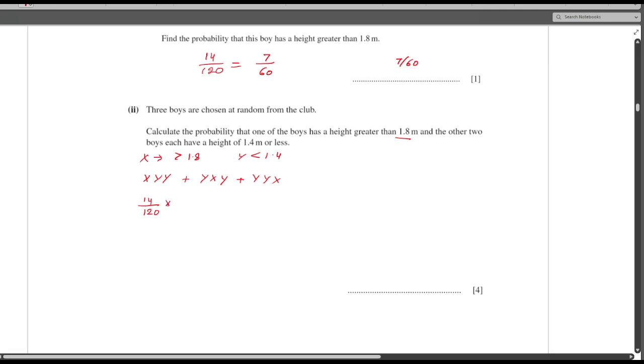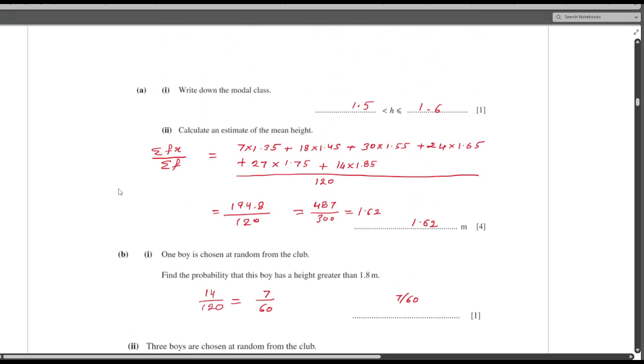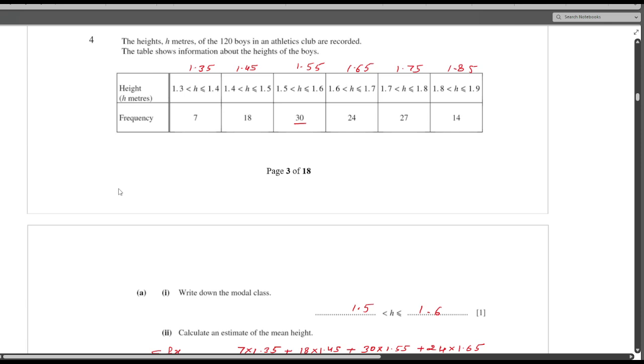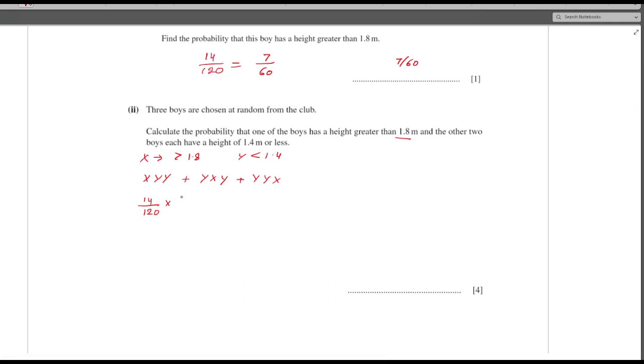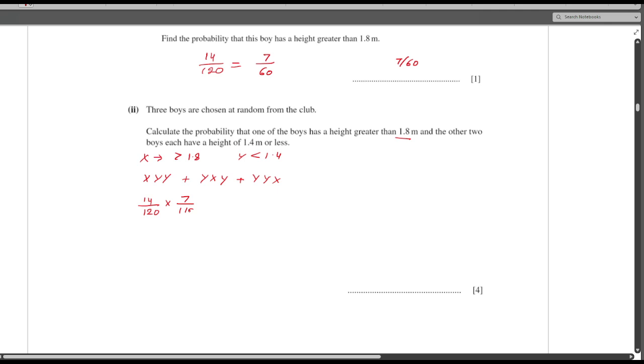Now once I choose one student, the total number of students will be 119. Now the other student has height less than 1.4, so there are 7 such students. So it is 7 divided by 119, and the third will be 6 divided by 118. And in different orders, I have the same numbers, so I will multiply this whole by 3.